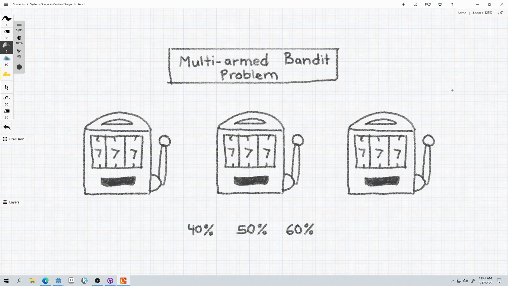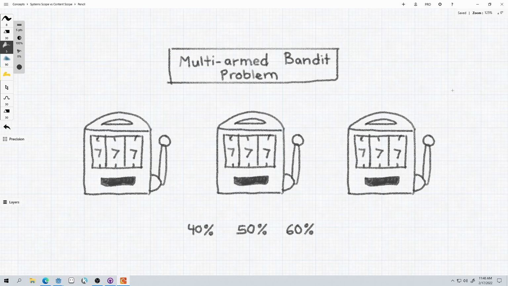But there's a couple problems. Number one, we don't actually know which win rate is associated with which slot machine. And number two, we only have 30 coins or 30 tokens in order to figure that out. So you might approach this problem by, say, assigning a certain amount of tokens to each machine in order to try and get a gauge for what its win rate is.